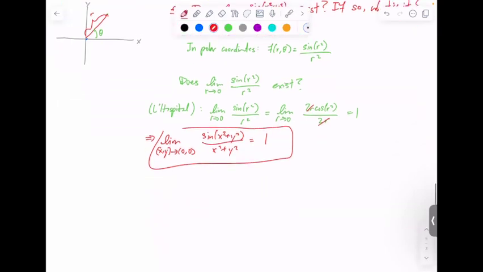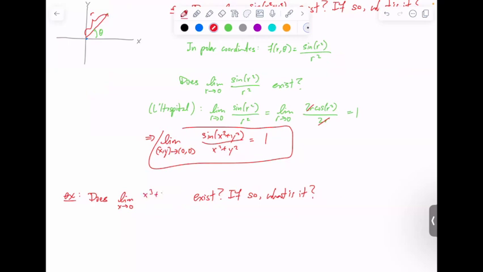Let's do one final example. Does the following exist? x cubed plus y cubed over x squared plus y squared. Maybe someone wants to volunteer. So this should be 2, 0, 0. Does someone want to volunteer just to refresh our memory? What are x and y in polar coordinates?